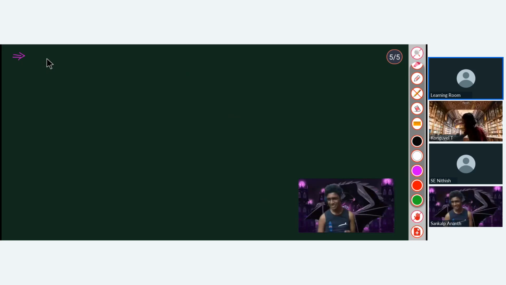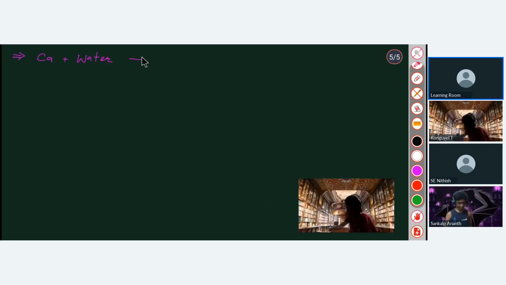Now see here another question. Tell me, if I have calcium and I put it in water, right? Now there is effervescence. Can you tell me what this effervescence is? Effervescence means that some gas is released inside the solution, right? Bubbles are coming out.